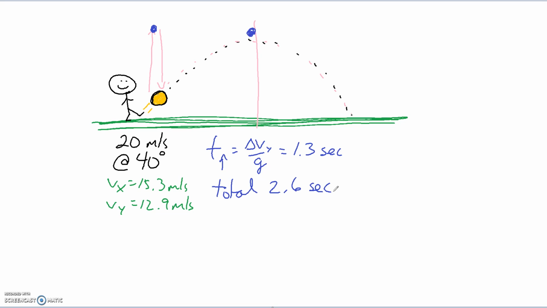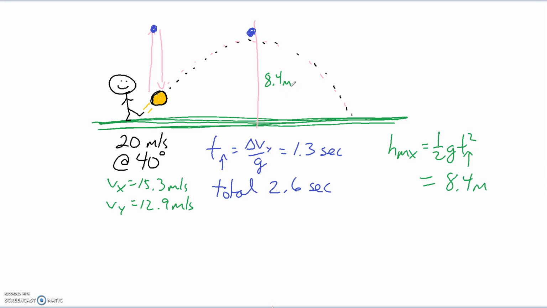Now, we can use this to help us find a couple things. One thing that we could find would be the maximum height. A nice expression to find that would just be 1/2 gt squared, and for the time, I want to use the time up. Now, the time up and time down are the same, it doesn't make any difference. So if I calculate that, we get a maximum height of about 8.4 meters. So that's how far it went into the air.